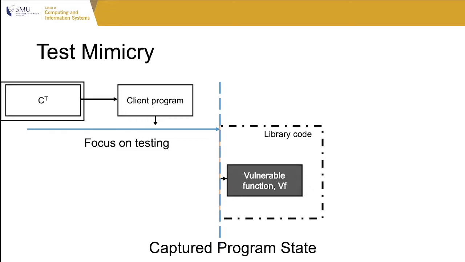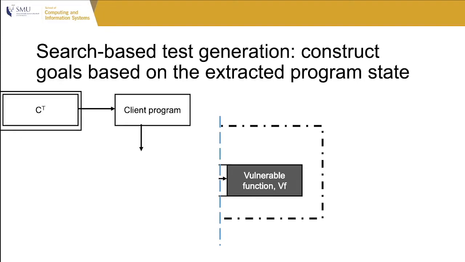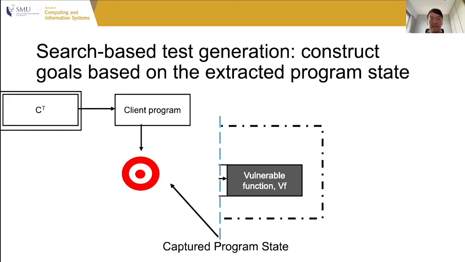And this is the focus, and what we try to do here is to generate test cases that execute the client program in a way that reproduces the same program state that was reached in the library code, or in other words, the program state that was associated with the vulnerability. So our task can be formulated as a search-based test generation task, and the search goals for this task can be constructed based on an extracted program state. So the goal is, of course, as earlier mentioned already, to reproduce the same program state associated with the vulnerability.